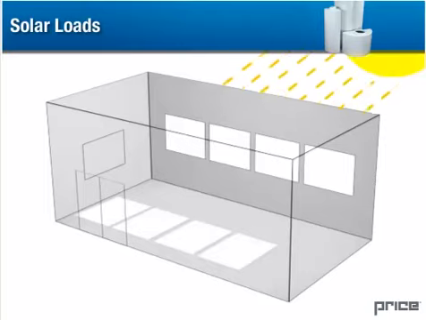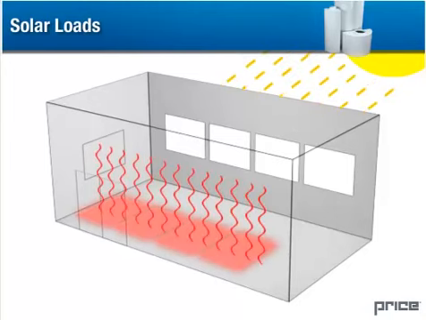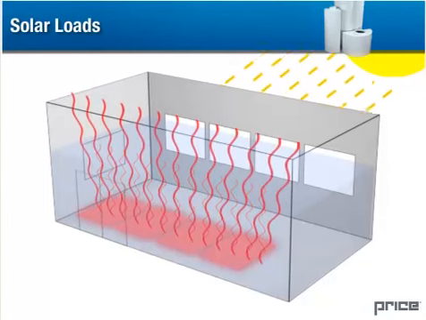Solar loads are slightly more complex. When no shading is used, the majority of the solar load falls on the floor, which is in the occupied zone. As the floor heats up, it passes some of its heat to the surrounding air, causing a portion of the load to enter the occupied zone. The warm floor also radiates some of its load to other surfaces in the space, including room walls and ceilings, which are outside of the occupied zone.